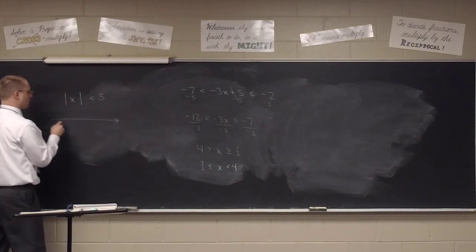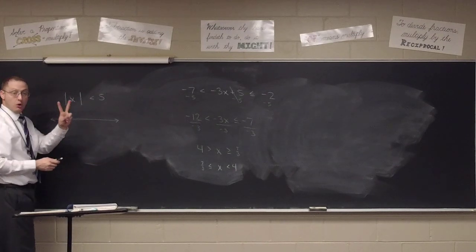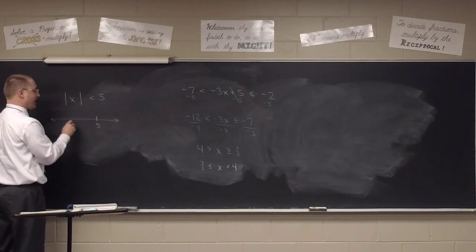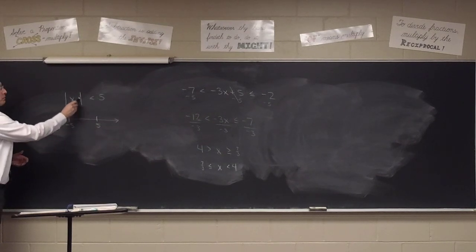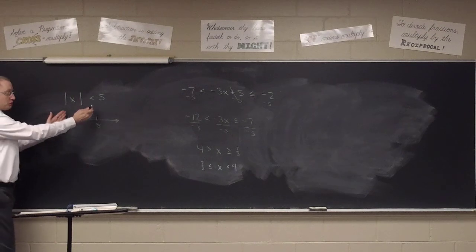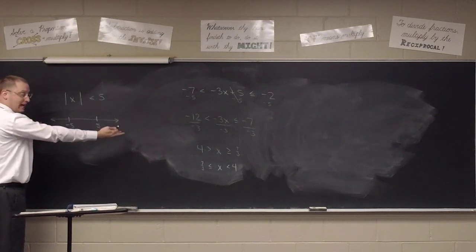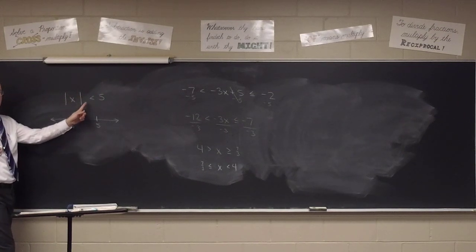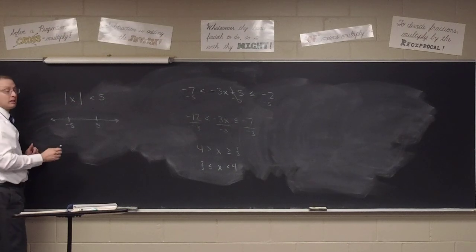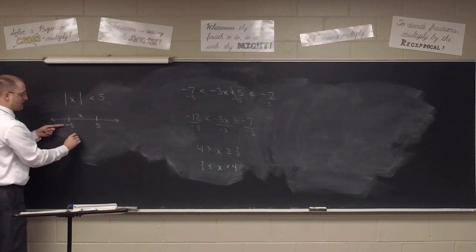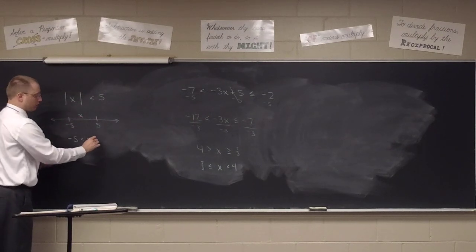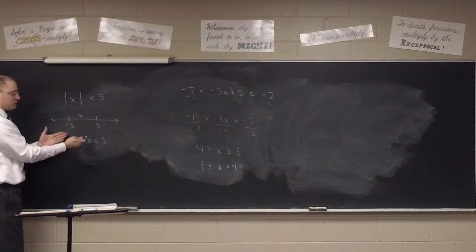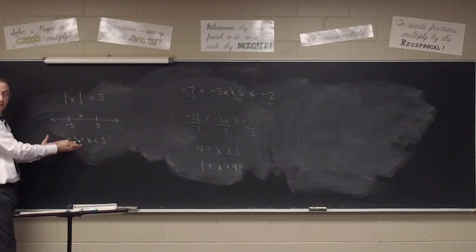So the key here is to draw a number line and put those 2 key values, 5 and negative 5, on the number line. You then have to decide where to put the x, either in between them or outside them. In this case, class, because we have a less than, we put the x in between. So we would say that negative 5 is smaller than x, which is smaller than 5.